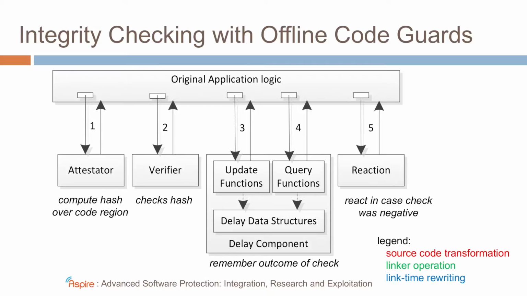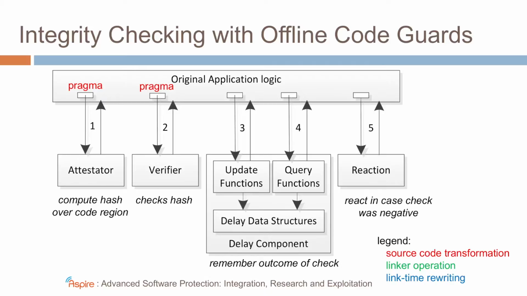So first we start with pragmas that mark where attestation should happen. These pragmas are just replaced by function calls by our source level tools. We also use pragmas to mark where verifier calls should be inserted into the program.